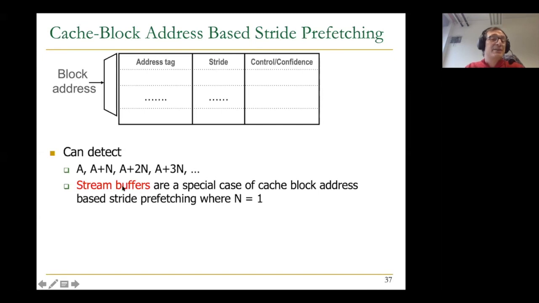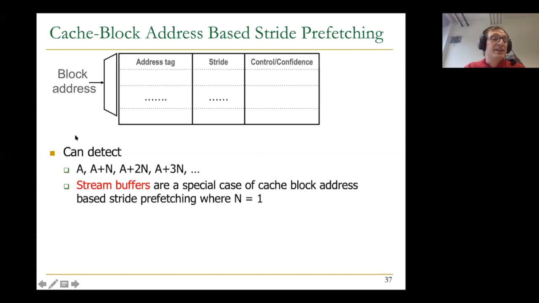And stream buffers, as we will discuss, are a special case of cache block address-based stride prefetching where N is equal to 1. Basically, you're streaming through memory: A plus 1, A plus 2, A plus 3, A plus 4. That's called streaming through memory. So a stream, at least from the main memory perspective, is a memory stride of 1 cache block. We always talk about cache blocks in this case, but again, the idea is generally applicable. Even if you're looking at non-cache blocks, bytes, you can apply the ideas. Okay, so hopefully this is clear also. Let's talk about stream buffers.